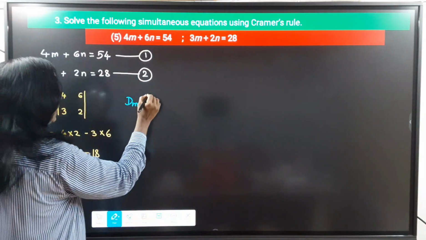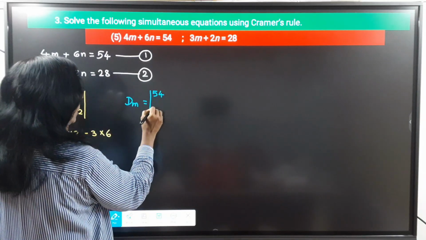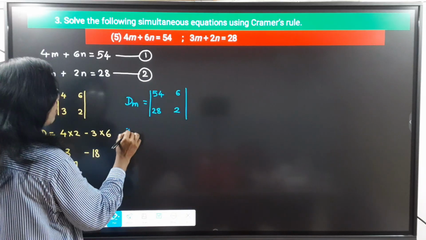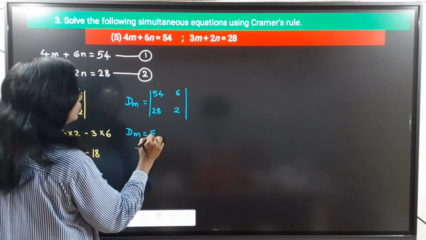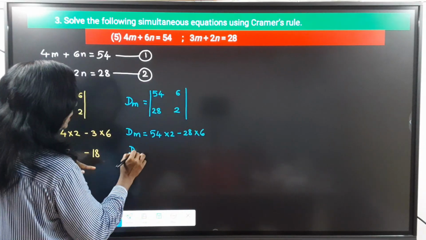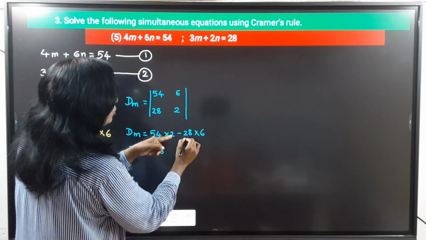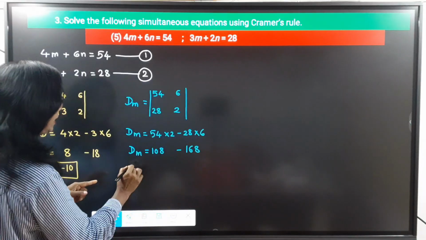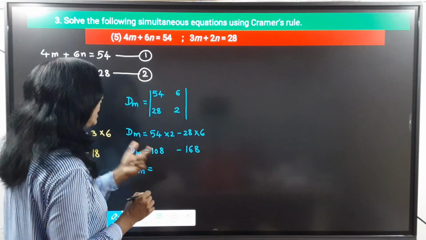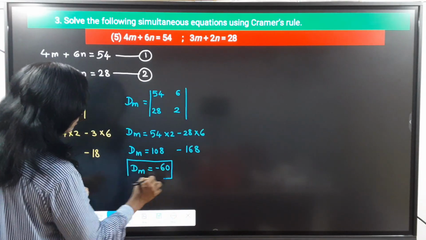The arrangement of D of m, students, is: first write 54, 28 in the first column and then 6, 2 in the second column. Then D of m is equal to 54 multiply 2 minus 28 multiply 6. Therefore D of m is equal to 108 minus 168. So D of m is equal to minus 168 plus 108, that means minus 60. D of m is equal to minus 60.